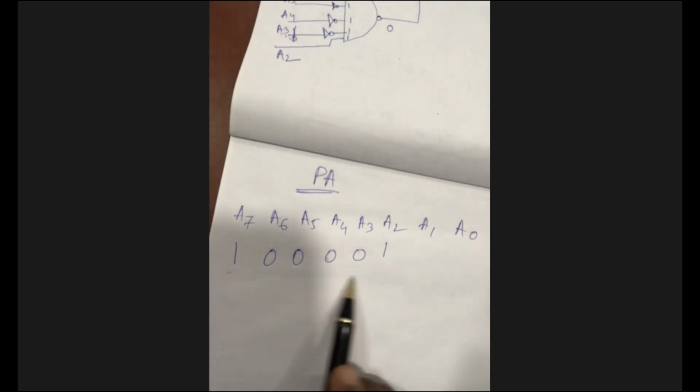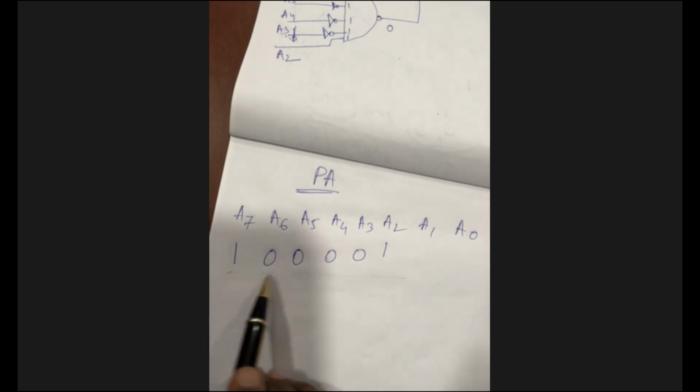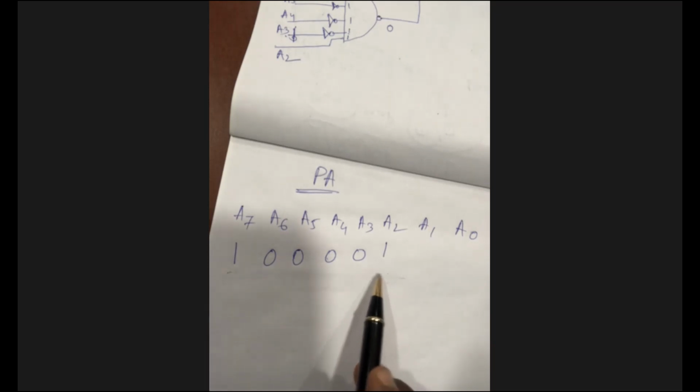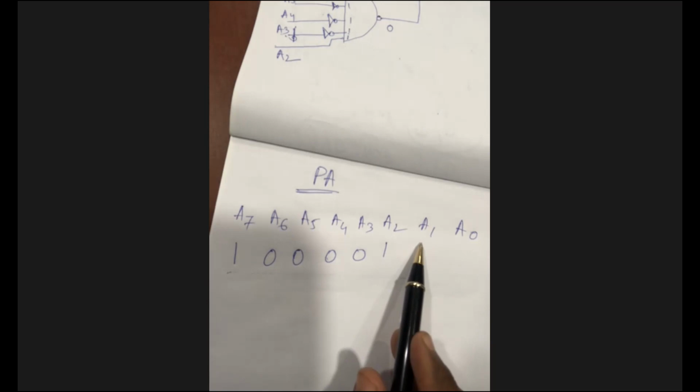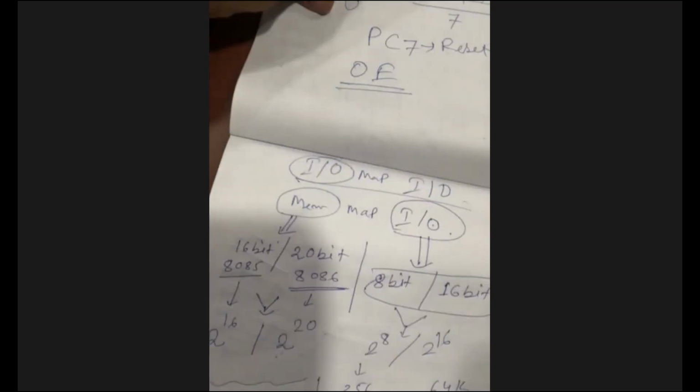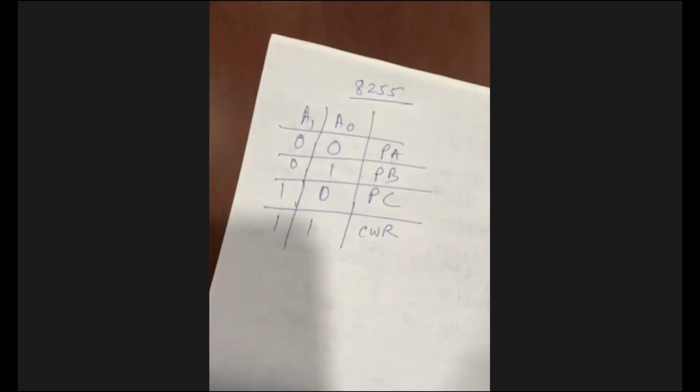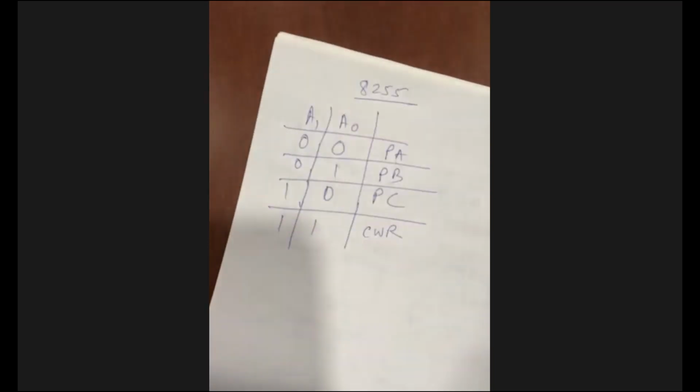This is clear to everyone? Yes, sir. Why 10001? Next, tell me what is the value of A0, A1 for port A? I have already given you a table. I'm telling you that it should be remembered. 1 is equal to input, and 0 is equal to output. Using this table, A0, A1 for port A is 0, 0.